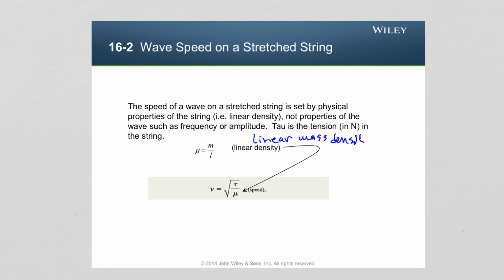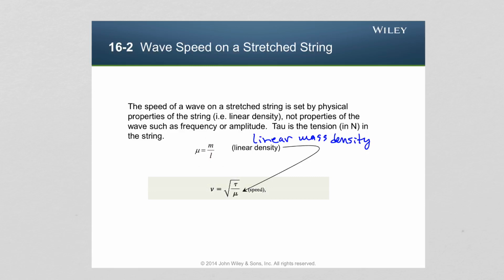Linear mass density, meaning the mass per unit length. And so the linear mass density is labeled with mu, and that is again the mass divided by the length of the string.